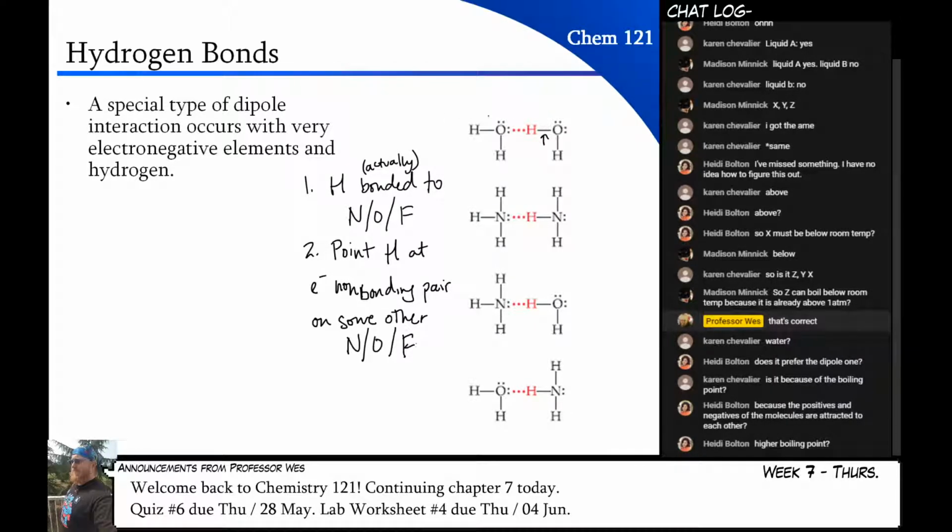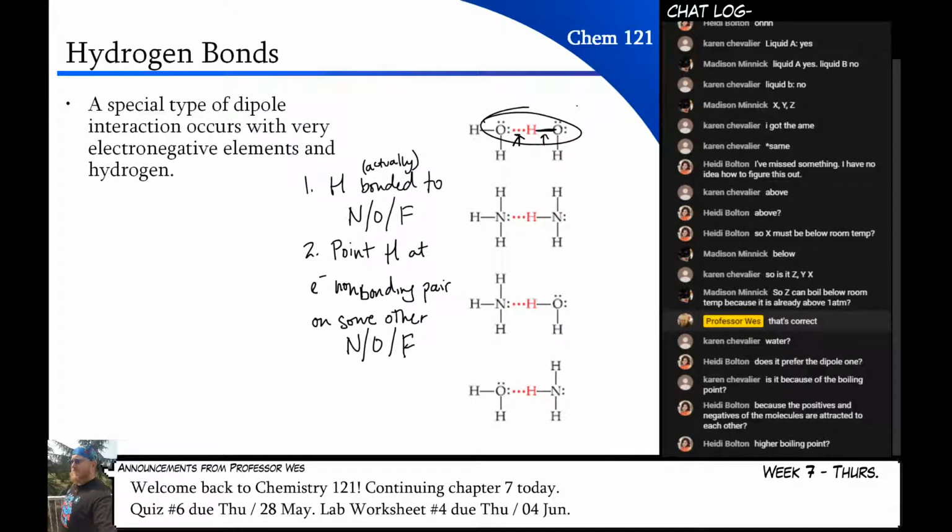So let's check our conditions. Does H have a bond to a highly electronegative atom? It does. It's this right here. Then condition 2. Can I point H at the electron pair on some other nitrogen, oxygen, or fluorine? Yes, I have it right here. If you can do that, what you have is a hydrogen bond.